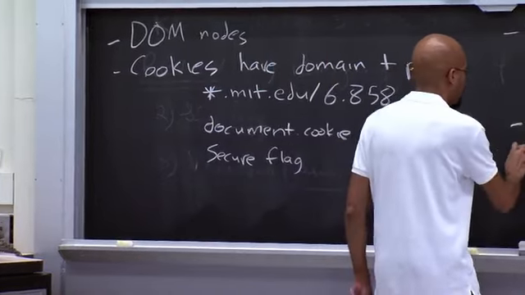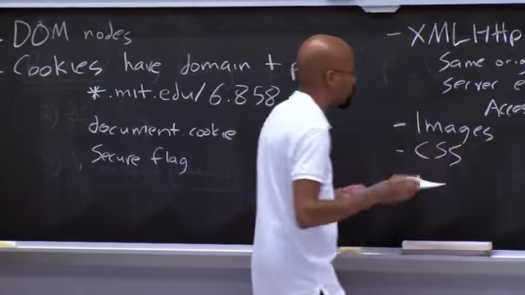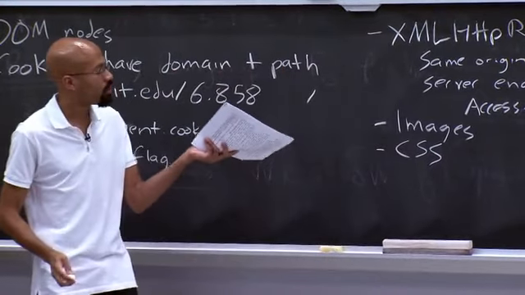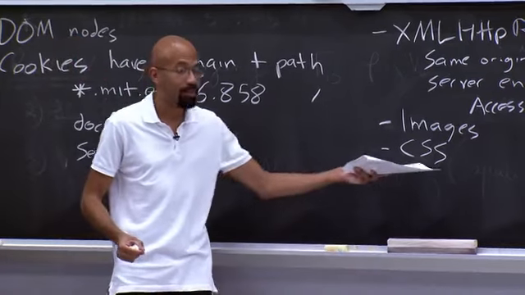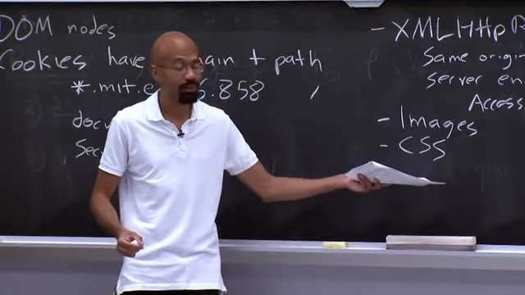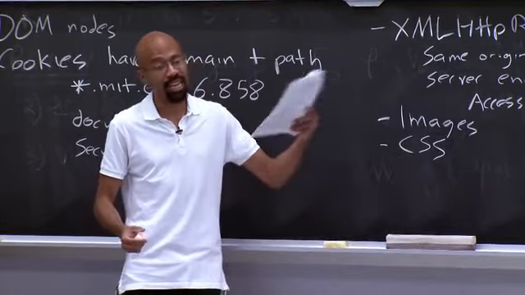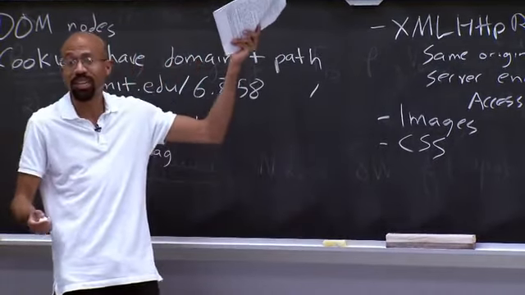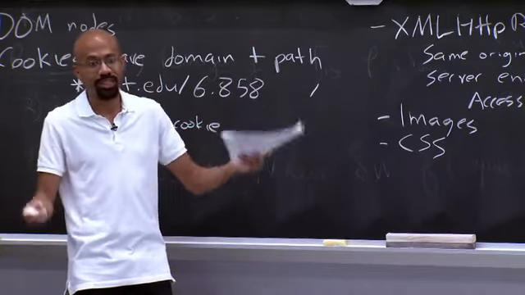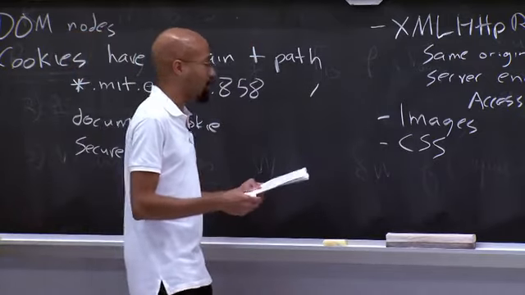CSS has a similar story to images. A frame can embed CSS from any origin. However, it cannot directly inspect the text inside that CSS file if it's from a different origin. But it can imply what the CSS does because it can create a bunch of nodes and then see how their styling gets changed. So it's a bit wacky.